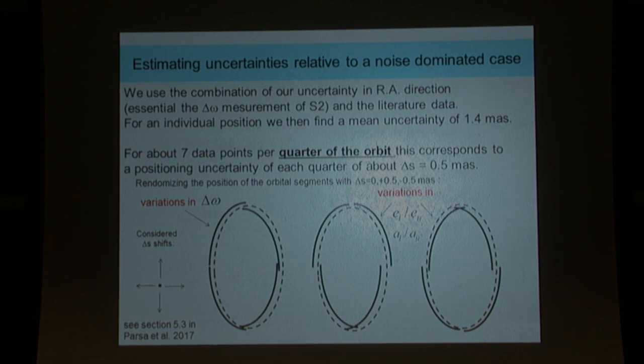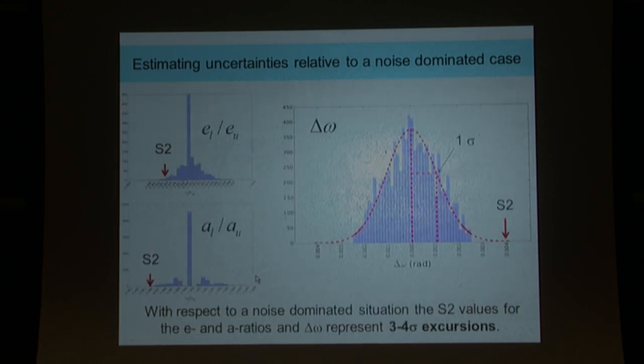And we can look at the distribution, and then we can determine these quantities. As you can see here, how you shift it has an effect on the ellipticity ratios and on the A ratios, or on the delta omega, depending on what you do. And these are distributions. For E and A, they're not that nicely Gaussian, but for omega, they're very nicely Gaussian. The 1 sigma point is indicated, and the measure of S2 is indicated as well.